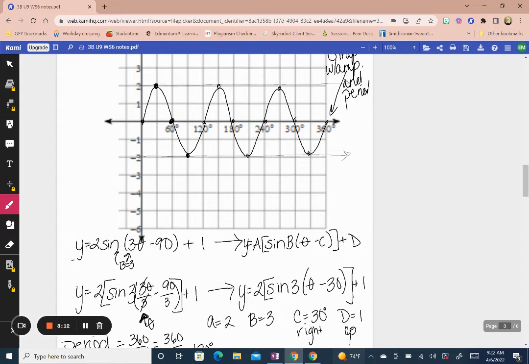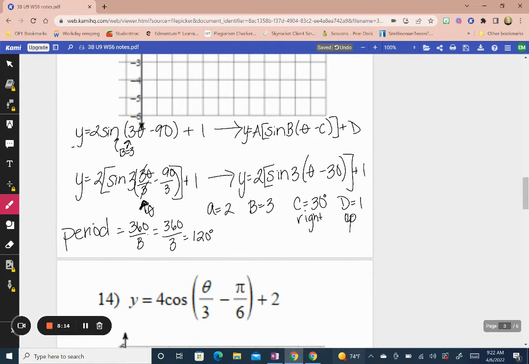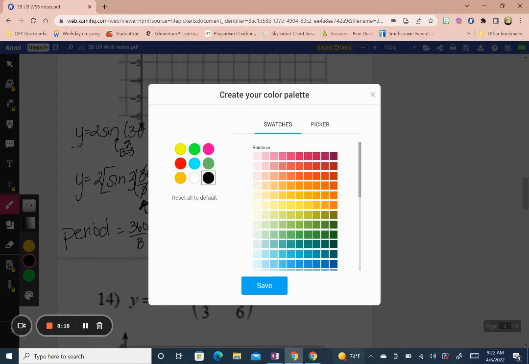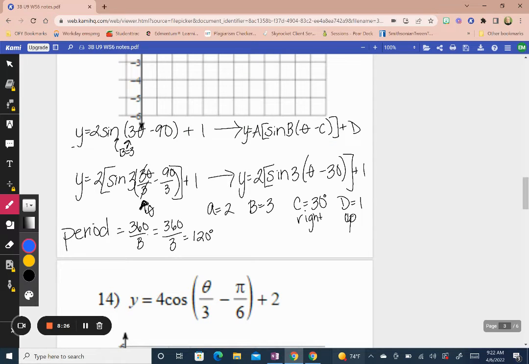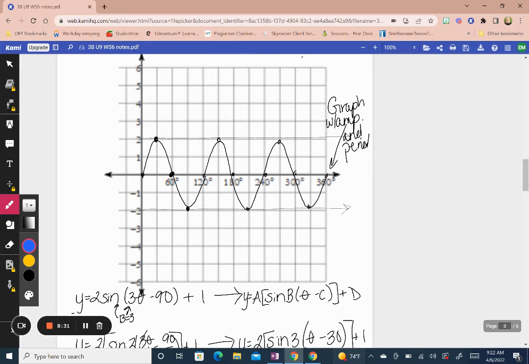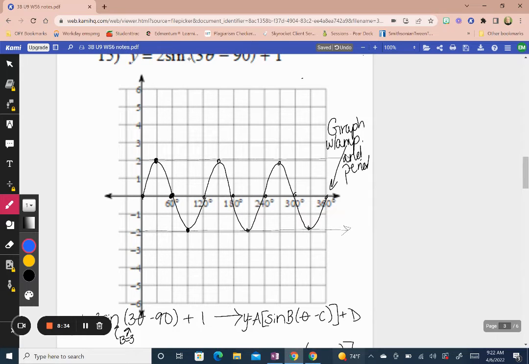Now we need to transform it. So I'm going to add a different color that stands out. We already used those colors. Let's do blue. Neon blue. Okay. So I know I'm going 30 degrees to the right, and I'm going 1 up. So remember, 30 degrees is 1 block over. This is 30 degrees. So we're going 30 degrees, so 1 block over, and then we're also going 1 up.